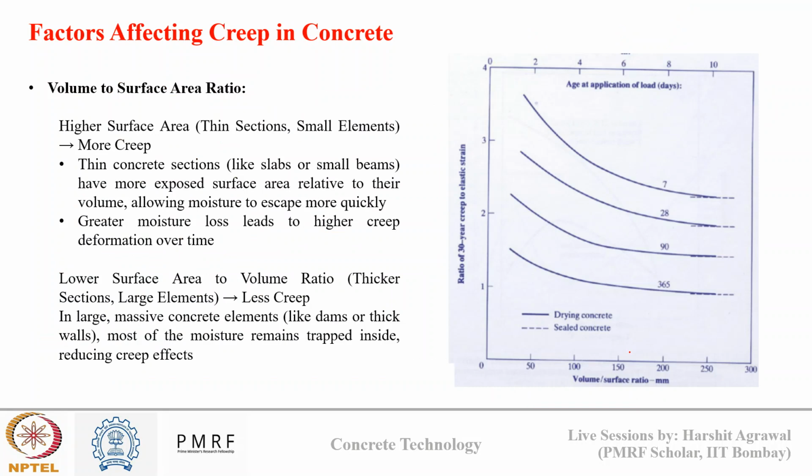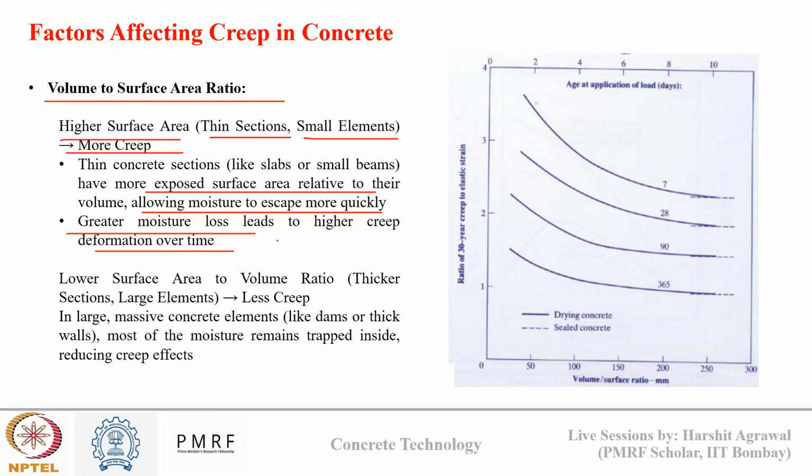Then fourth is the dimension of concrete, which is a very important factor, and that is defined by volume to surface area ratio. For higher surface area concretes, like thin sections or small elements, there is more creep. Why? Because there is more exposed surface area available, which allows more moisture loss. So if there is greater moisture loss, there is higher creep deformation.